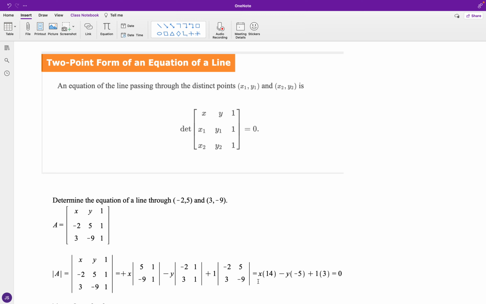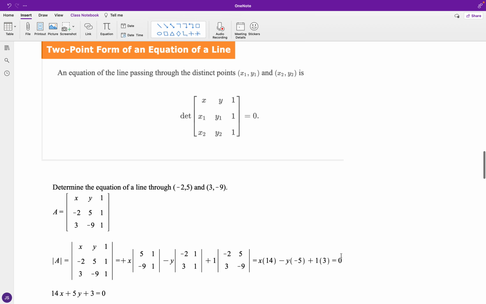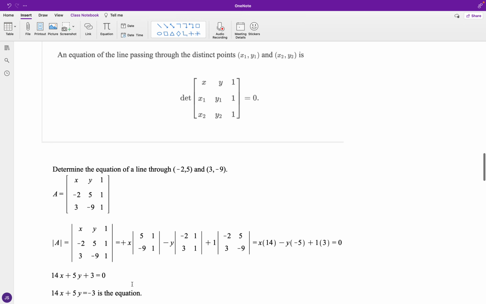So we have x times 5 plus 9, which is 14, and minus y times negative 2 minus 3, which is negative 5, and plus 1 times 18 minus 15, which is 3. So x times 14 minus y times negative 5 plus 1 times 3 is equal to 0. Just multiply: 14x plus 5y plus 3 is equal to 0. Putting it in standard form, the equation is 14x plus 5y equals negative 3.